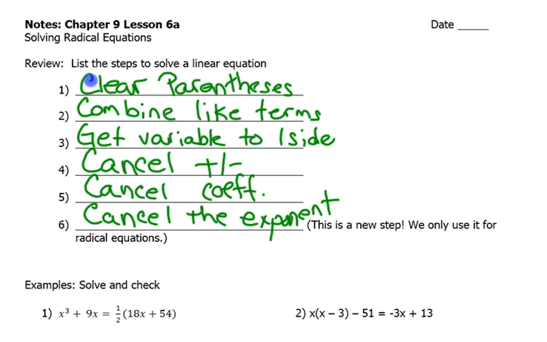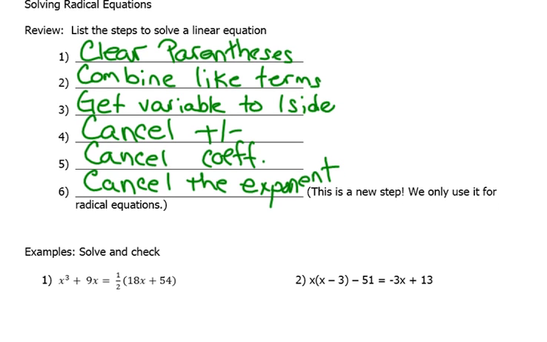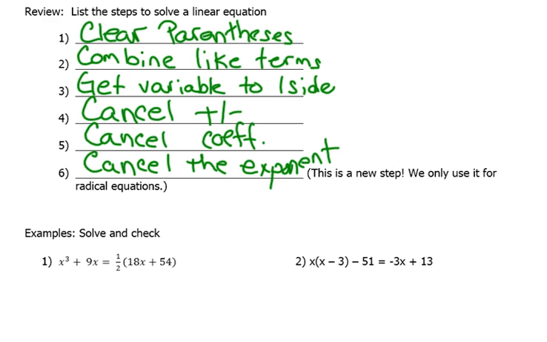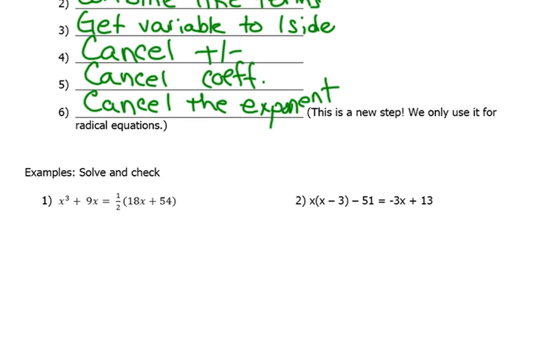All right, and just like before, this is a big checklist. If I don't have it, then I don't have to worry about it. So let's see what we have going on here. We have x to the third plus 9x equals half times 18x plus 54.